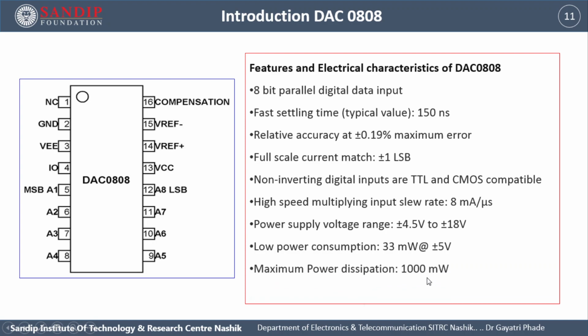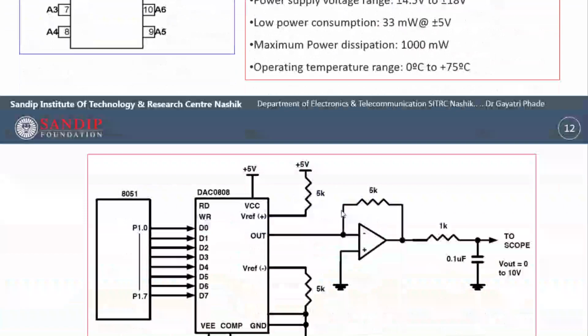Maximum power dissipation is 1000 milliwatt. Operating temperature range is 0 degree Celsius to 75 degree Celsius. It can withstand this range of temperature. So these are the specifications of the DAC 0808 that we are going to use.